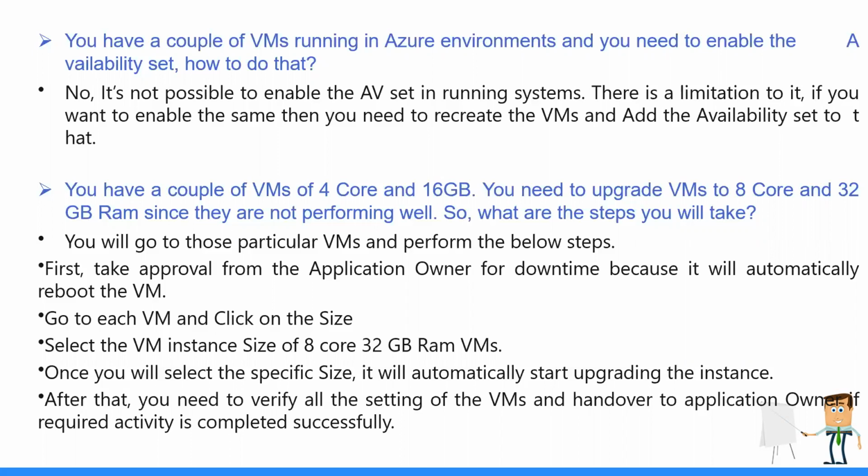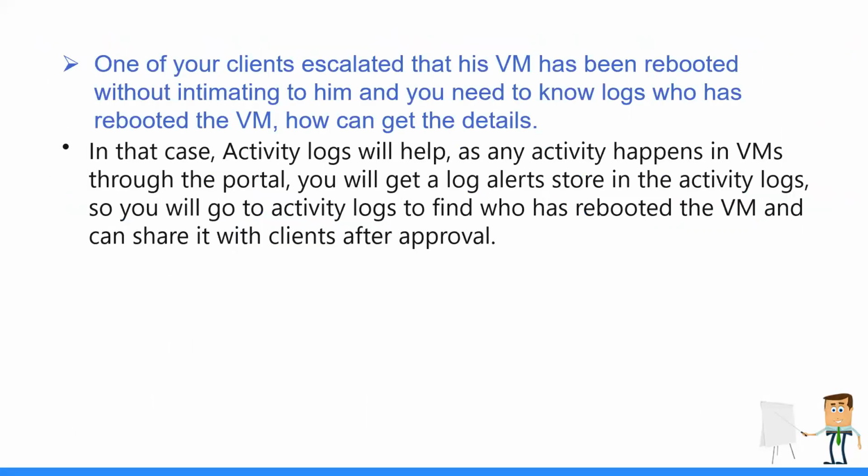Next question: you have a couple of VMs of 4 core and 16 GB. You need to upgrade those to 8 core and 32 GB RAM, because these 4 core and 16 GB VMs are not performing well. What steps will you take to upgrade these? It's pretty simple. You will go to those particular VMs and perform the following steps. First, take approval from the application owner for downtime, because it will automatically reboot the VM. Next, go to each VM and click on the size. Select the VM instance size of 8 core 32 GB RAM. Once you select that specific size, it will automatically start upgrading the instance. After that, you need to verify all the settings of the VMs and hand over to the application owner if required, once the activity is completed successfully. Now, if this is clear, let's move ahead to the next situation.